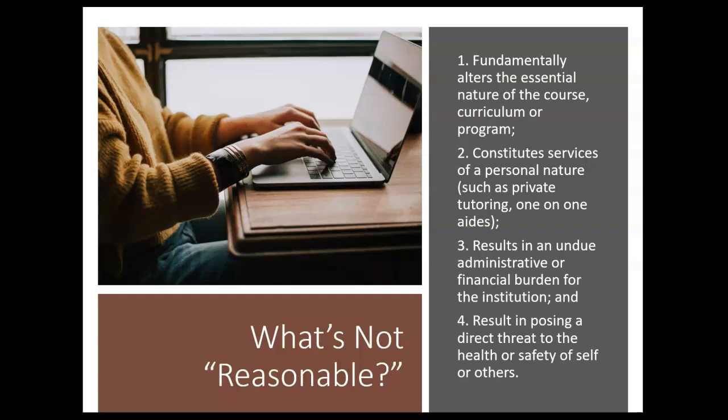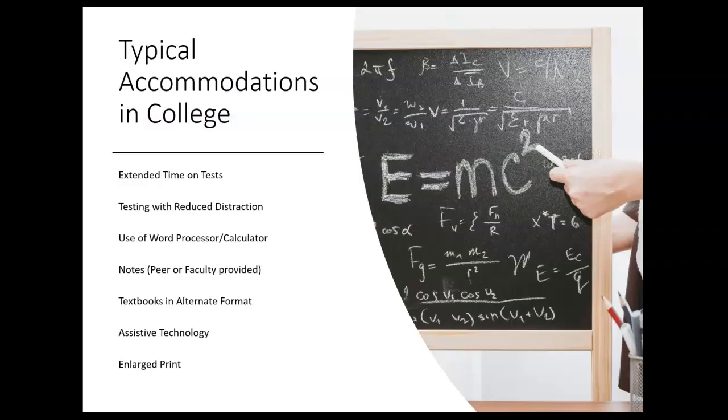Another example of what might not be reasonable are services that are personal in nature, such as private tutoring or one-on-one support aids in the classroom. In addition, a lot of times things that are deemed not reasonable often result in undue administrative or financial burden for an institution or pose a direct threat to the health and safety of others. It is often important to have individual conversations with the accessibility, student disability office on a campus that you're applying to see if the accommodations your son or daughter is requesting are considered reasonable.